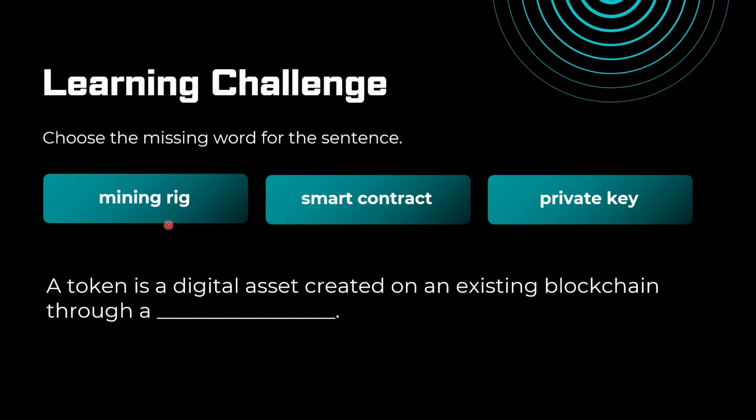Well, we didn't really talk that much about mining. We didn't talk about a mining rig at all. I don't think it's relevant to our situation here. Private keys are relevant when you're talking about transferring tokens and dealing with the wallets, but we didn't dive too much into that either. And it's also not the answer. The smart contract would be the answer here, right?